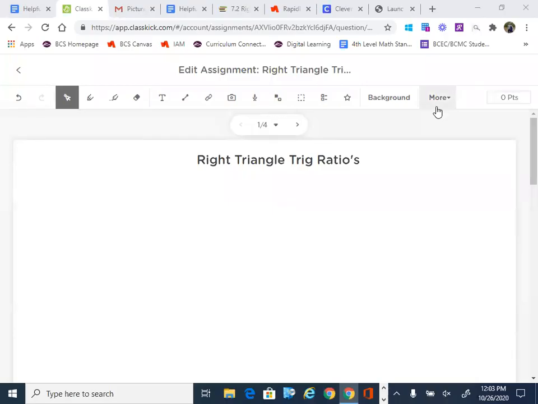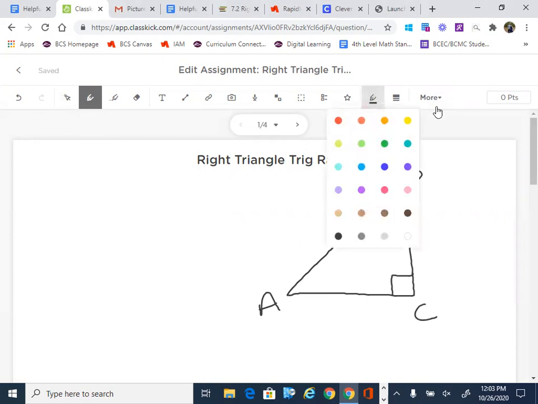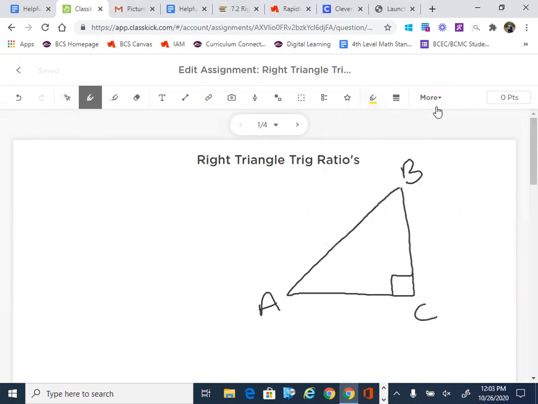Hey guys, we're going to be looking at right triangle trig ratios and just the basic setup for them. So I'm going to go ahead and start by sketching us out a right triangle that we will call triangle A, B, and C. Now, one thing that you need to remember is that when we name these angles and sides of a triangle, we use capital letters for angles, we use lowercase letters for sides.